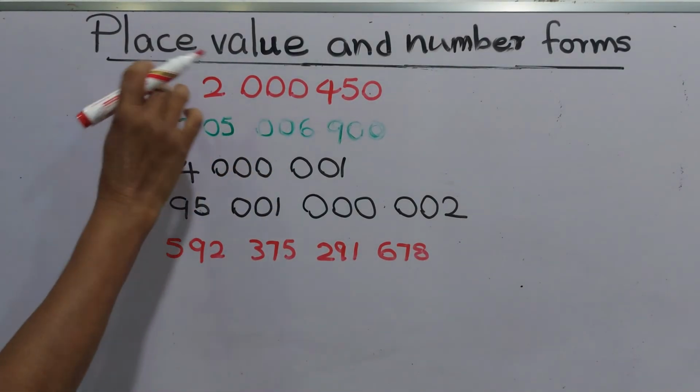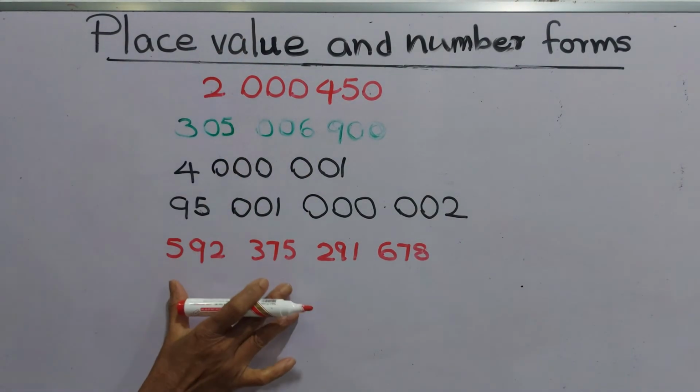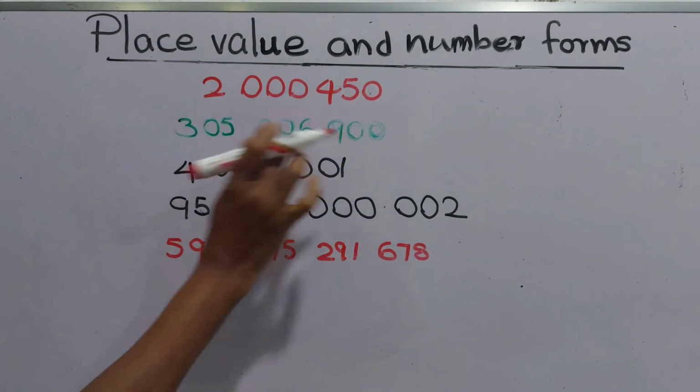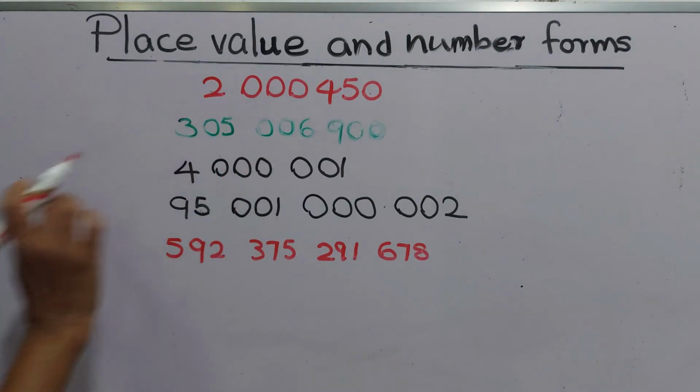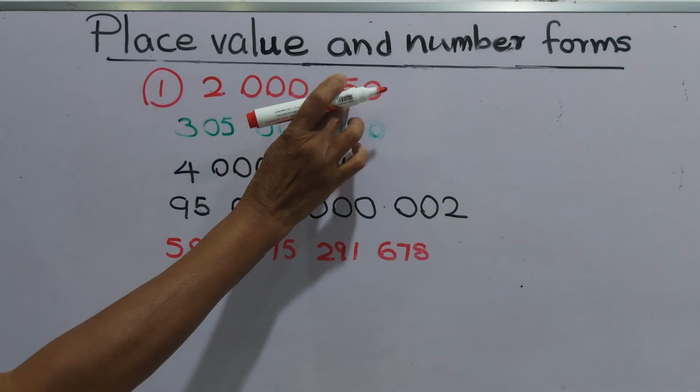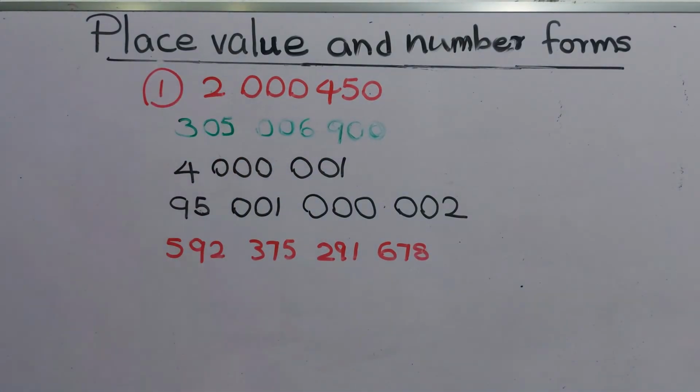In today's lesson there are some numbers on the board. Can you read these numbers? We'll try to read these numbers. We'll take the first number. How many digits are here? 1, 2, 3, 4, 5, 6, 7.